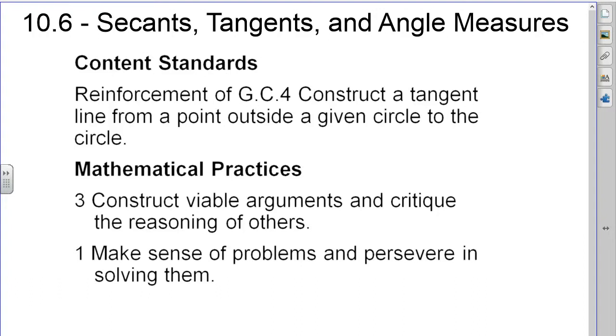Okay, so here are the notes for section 10.6, secants, tangents, and angle measures. There are three theorems in this section. Really, there's three ideas, and they're not very complicated, but there are some tricks to them that you have to learn. So we're going to introduce the idea of secant lines. We've already talked about tangent lines, and now we're going to talk about angle measures.